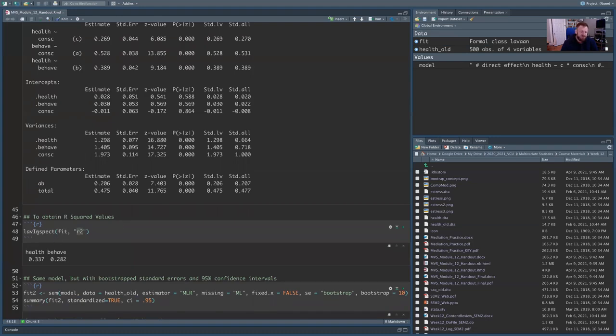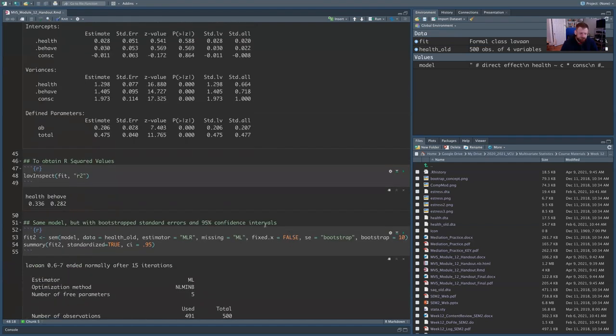This command pulls a bunch of other random fit statistics and indices to look at, but this just gets us the R squared only. And so here we get an R squared for health and we get an R squared for behavior. So our model explains 34% of the observed variability in health and 28% of the variability in behavior. So you can talk about it from an effect size standpoint as well, which is pretty cool.